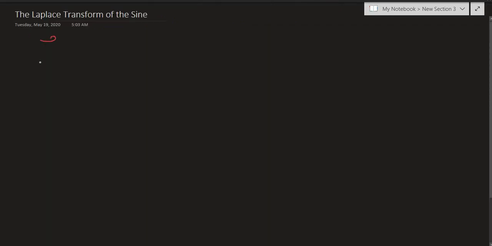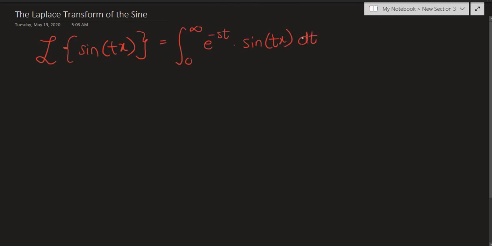So we have the Laplace transform of the sine of tx. Let's remember our Laplace transform formula. It was the integral from 0 to infinity of e raised to negative st times f of t. What's f of t here? Sine of tx integrated with respect to t. Well, we have an exponential function and a trigonometric function being multiplied together. So a very good strategy would be to perform integration by parts.